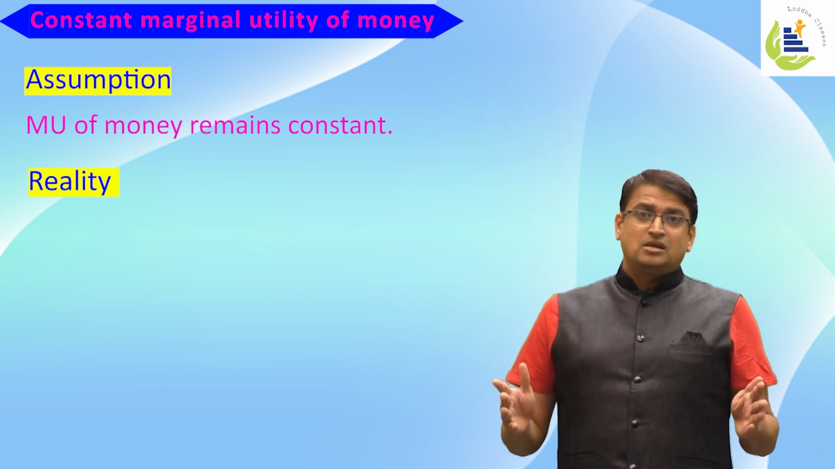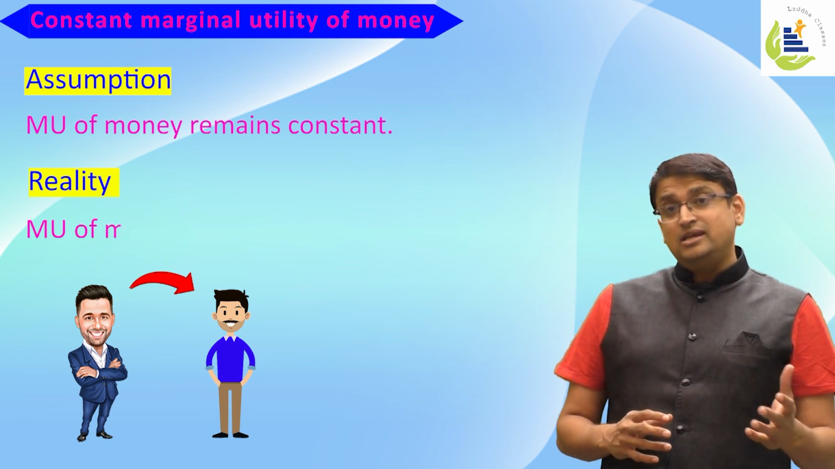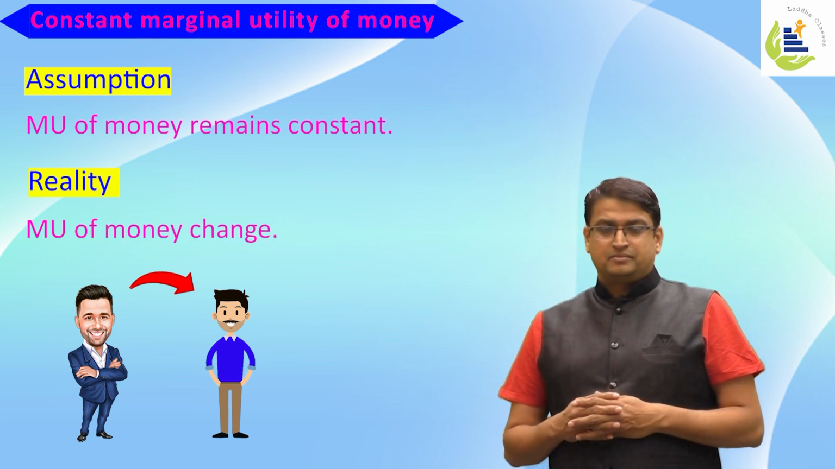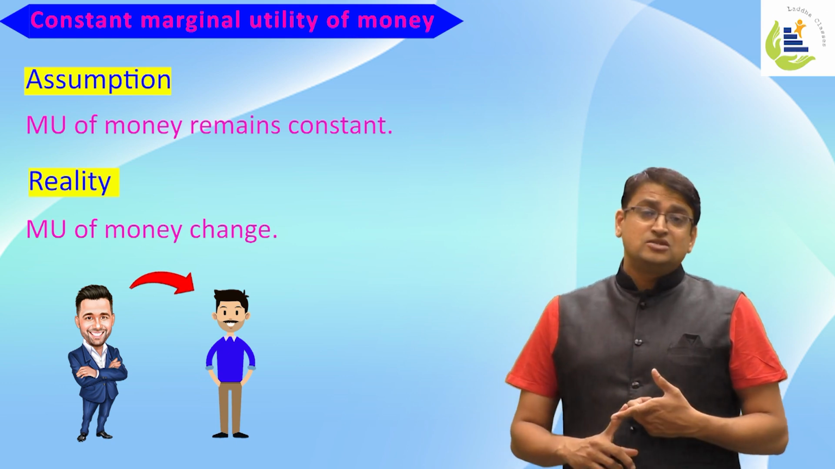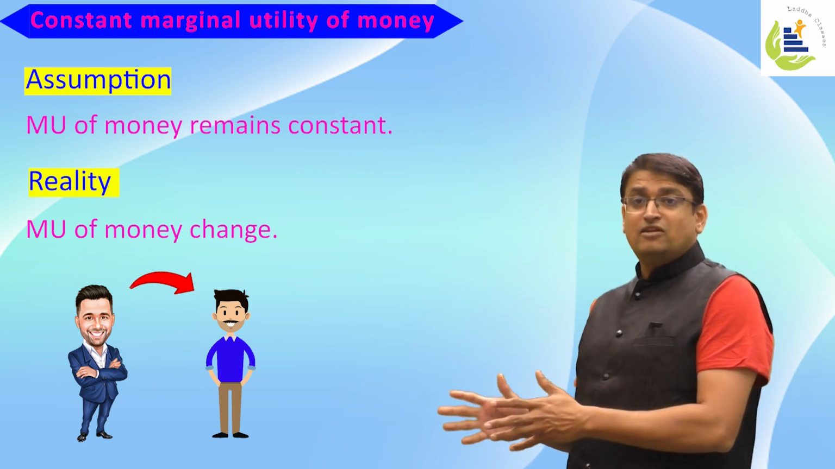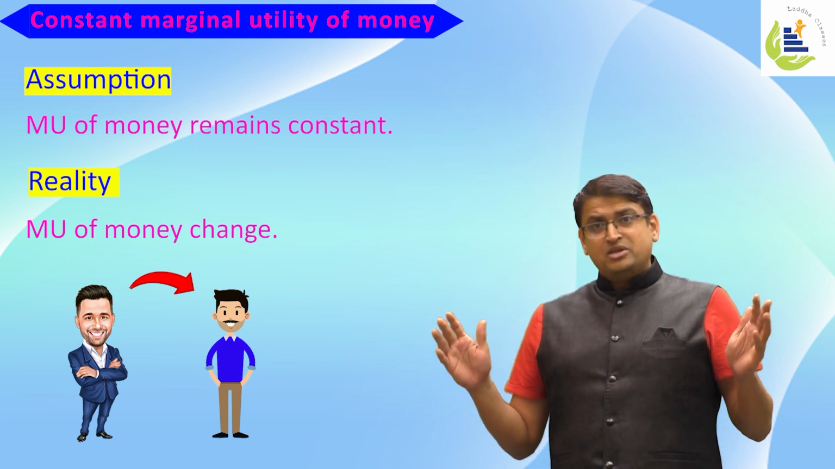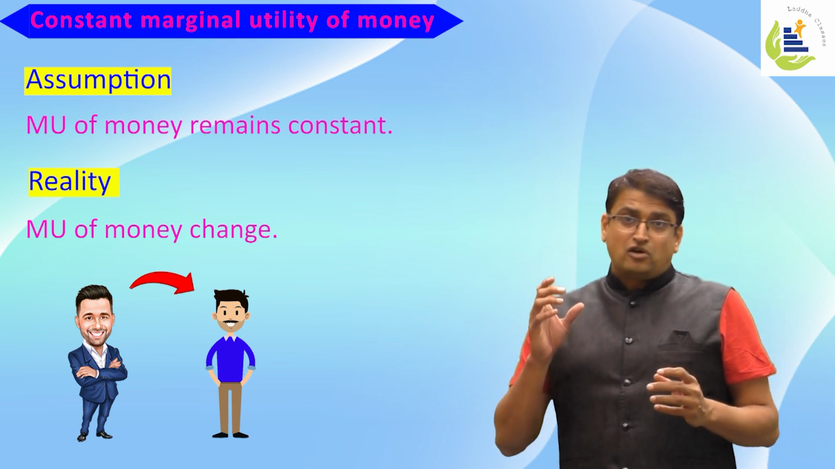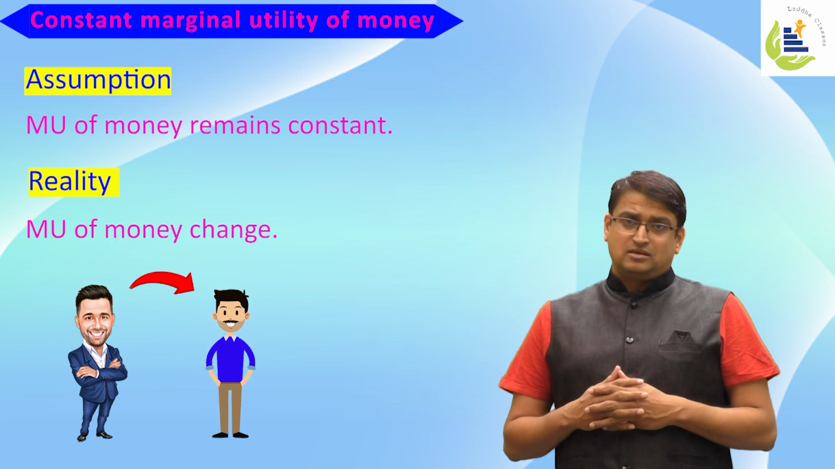What happens is that from person to person, the marginal utility of every unit of money is different. There are various reasons for it: the prices of commodities, the stock level a person already has. So because of various reasons, my marginal utility for each unit of money is different from person to person.